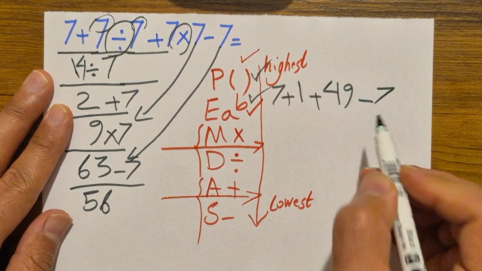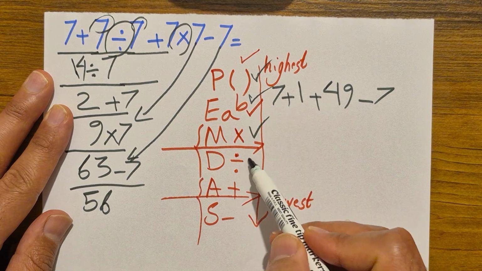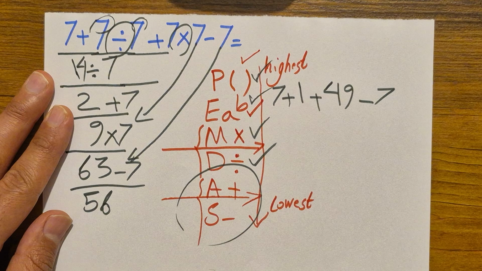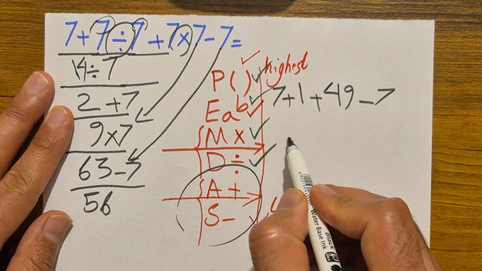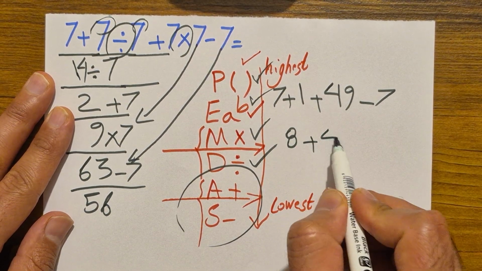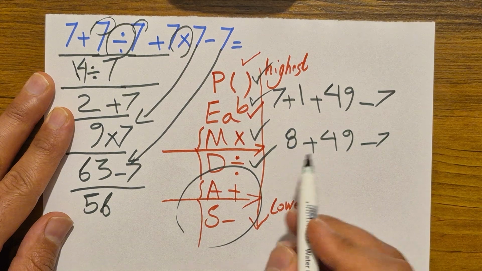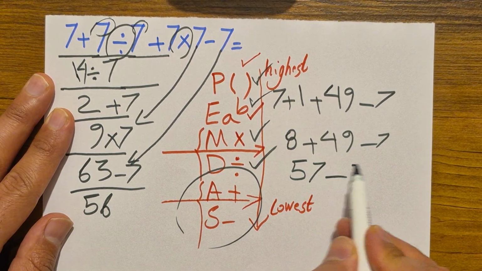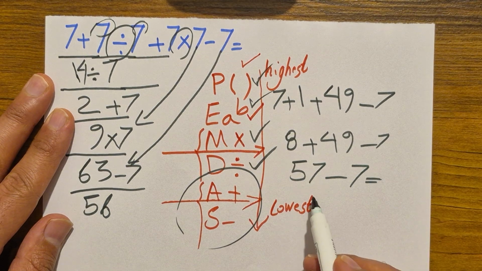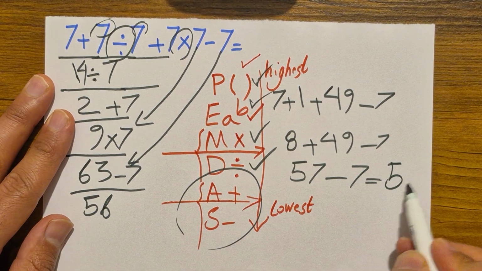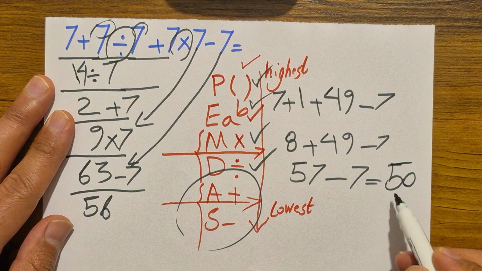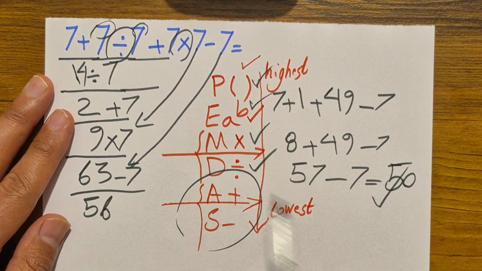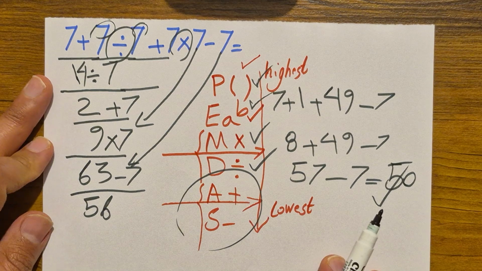And then we have minus 7. So no more multiplication and division, just addition and subtraction. Go from left to right. 7 plus 1 gives us 8 plus 49 minus 7. 8 plus 49, 57 minus 7. And 57 minus 7 is just a beautiful 50, okay. So the final answer is 50, and that was according to PEMDAS rule.